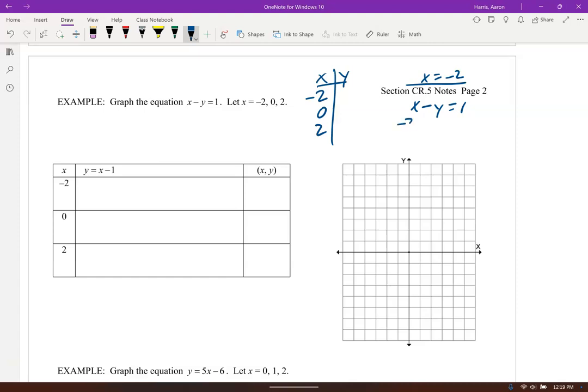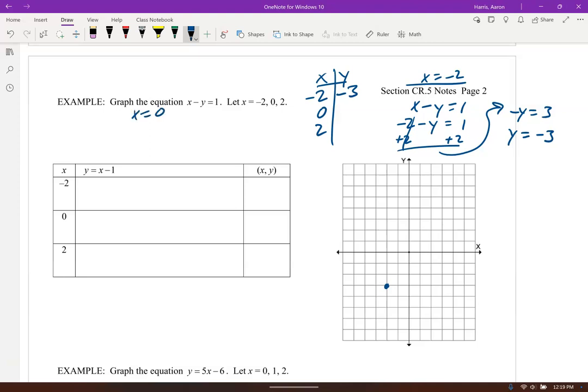We're going to plug it into x minus y equals 1. So if x is -2, replace x with -2 and solve for y. So we've got -y equals 3, divide by -1. So y ends up being -3. So there's our first point, -2 and down 3. Left 2, down 3 from the origin, from the middle.